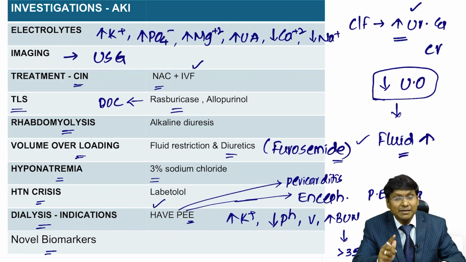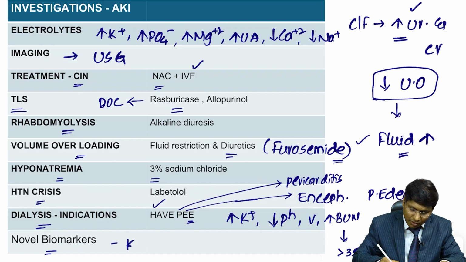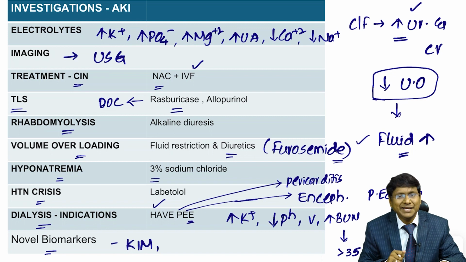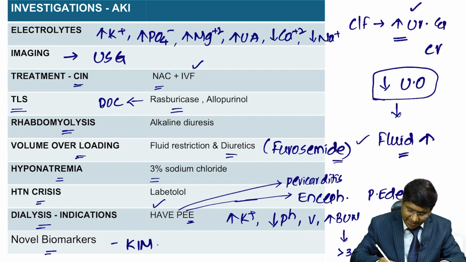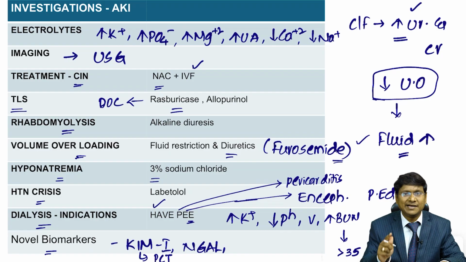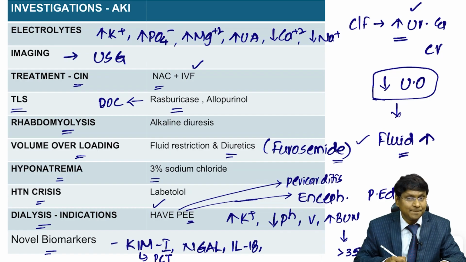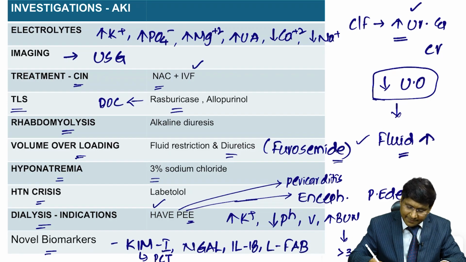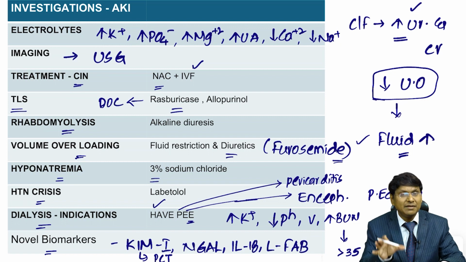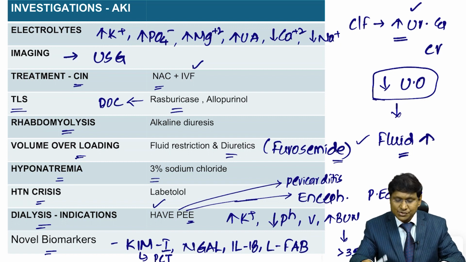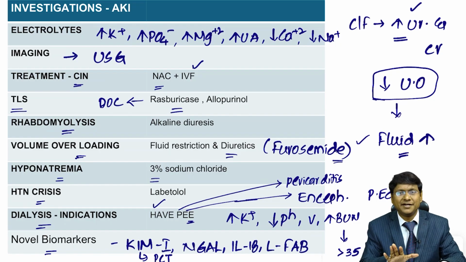Next, there are certain novel biomarkers in acute kidney injury. These will be kidney injury molecule 1, which we call KIM1, and this kidney injury molecule 1 is expressed in the proximal convoluted tubule. Then the next important one is NGAL, that is neutrophil gelatinase associated lipocalin, which is observed in case of tubular damage. Next is interleukin 18, and next important is the L-type fatty acid binding protein. So these are the novel biomarkers in acute kidney injury. So this is the quick discussion related to acute kidney injury.